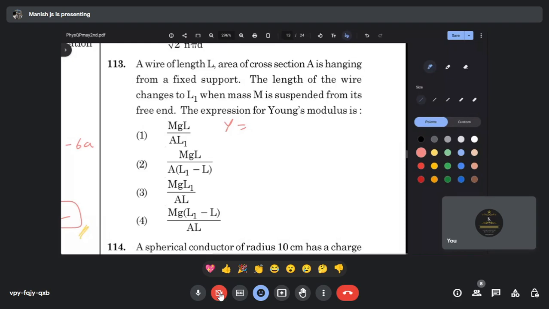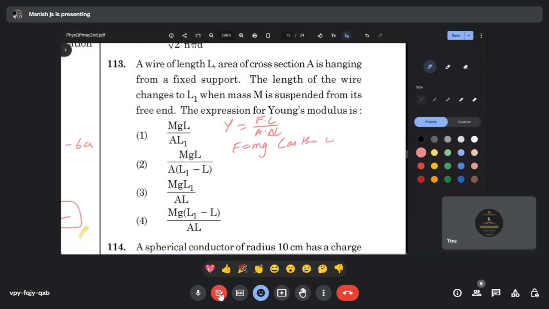That is the meaning of strain. Taking the reciprocal, you would get force into length divided by area into change in length. This is what you get. Now when the wire is hanging, the force responsible downwards is going to be gravity. So F is going to be equal to mg because the wire is hanging.